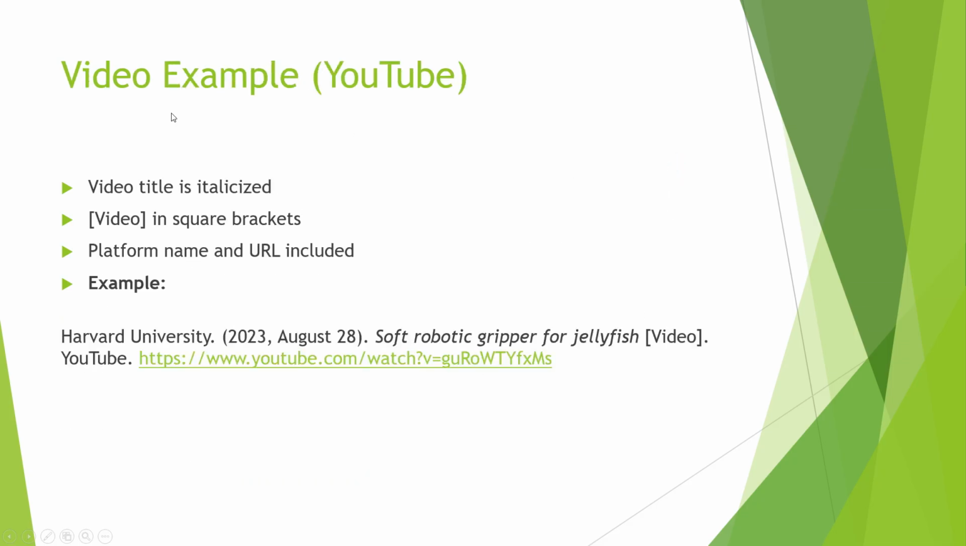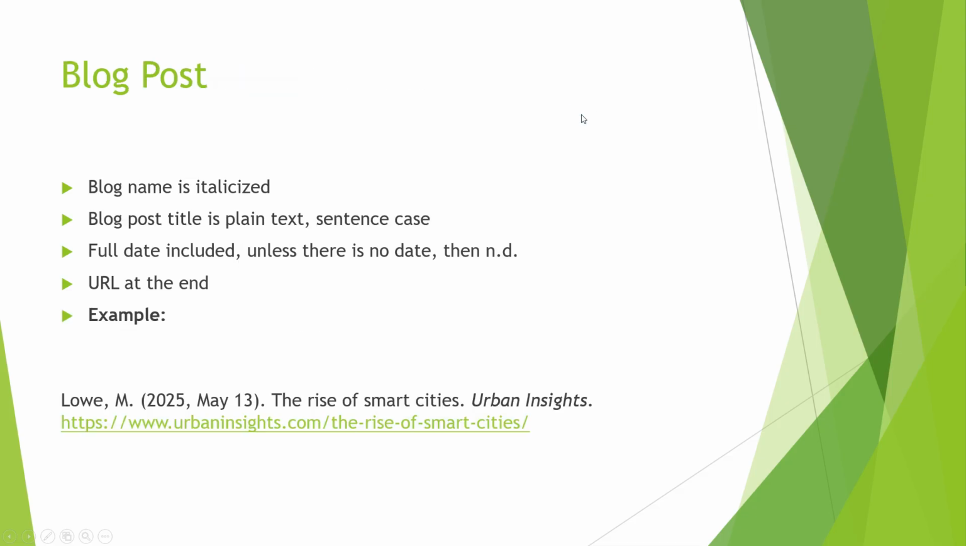A video example. Your video title is italicized. You put video in brackets, and then, of course, you retrieved it from YouTube and the link to YouTube. Most YouTube videos have a date. So drop it down. It'll say published 2 years ago. Sometimes if you drop down more, you can find the actual date. So make sure that, again, you are looking at all of the info on your resource.